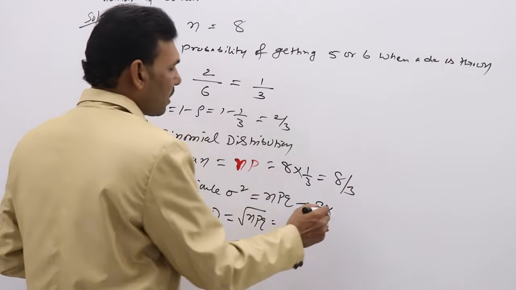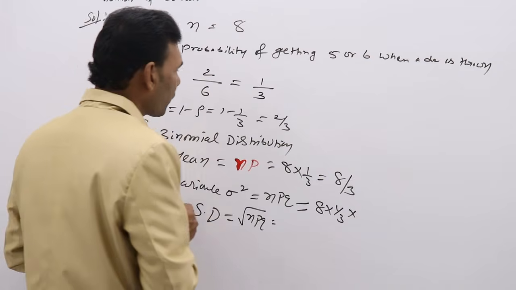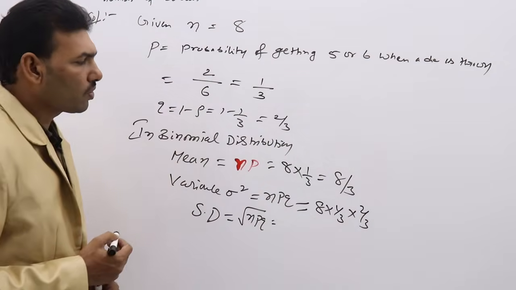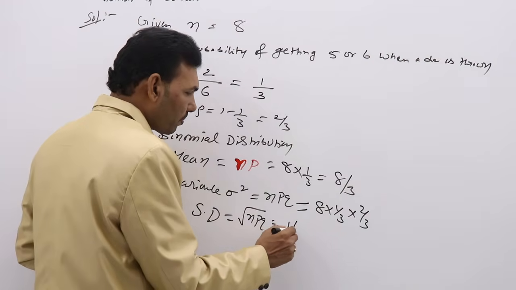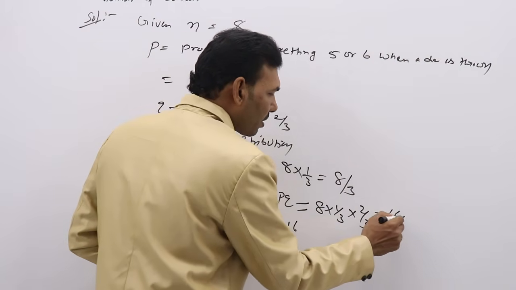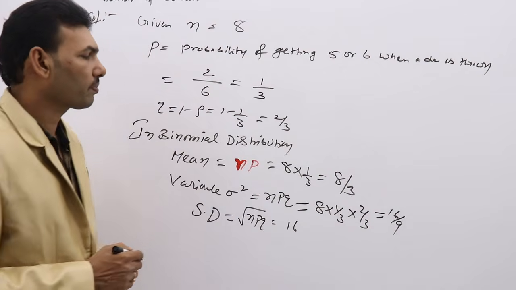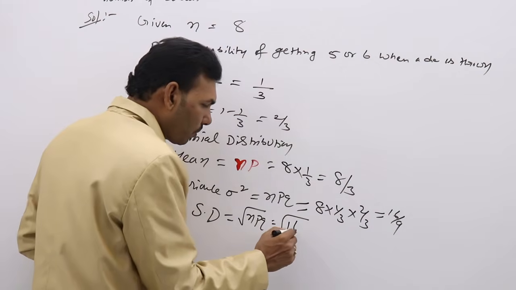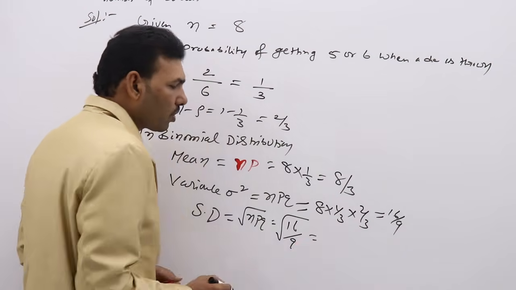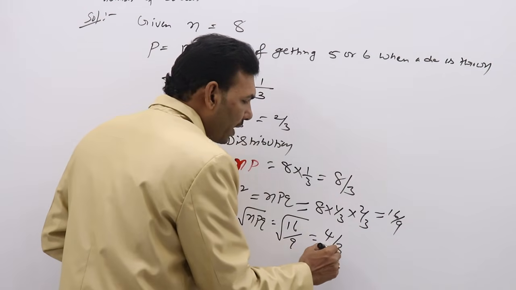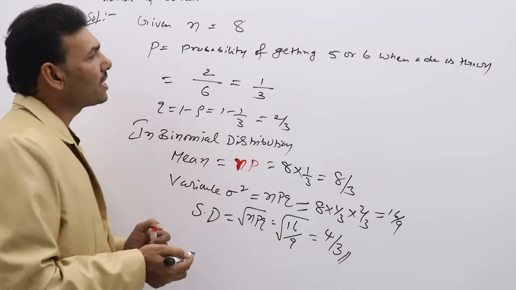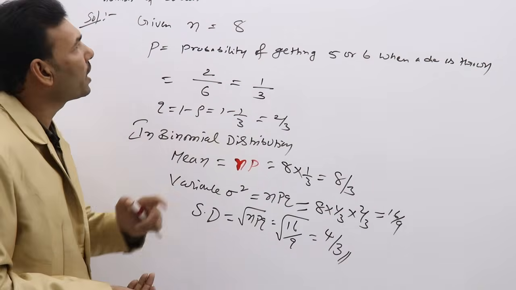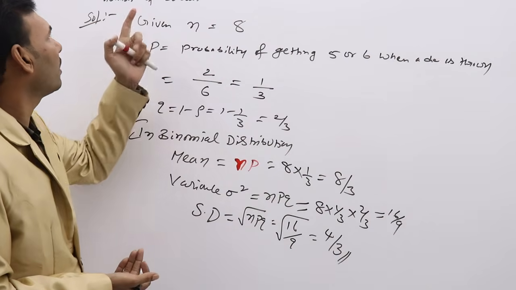Coming to variance, N is 8, P is 1 by 3, Q is 2 by 3. So what you will get? 8 2s are 16, 16 by 9. Now SD means root NPQ. Root 16 by 9. Root 16 is 4, root 9 is 3. So like this one can easily calculate mean and variance of binomial distribution when a die is thrown.